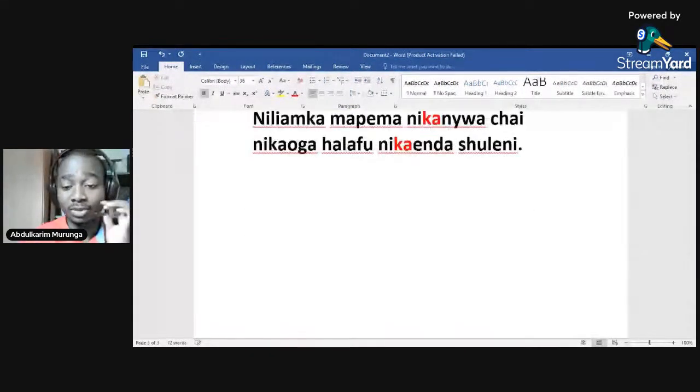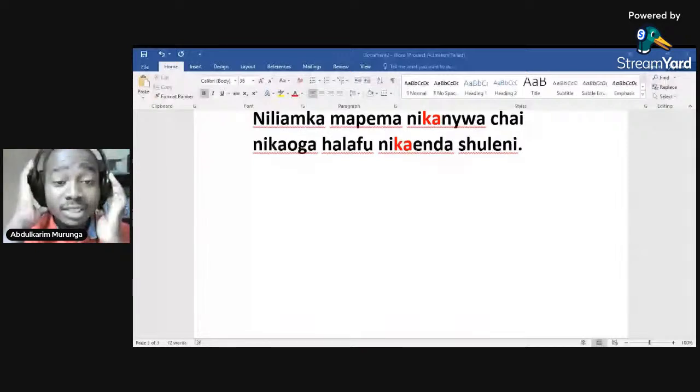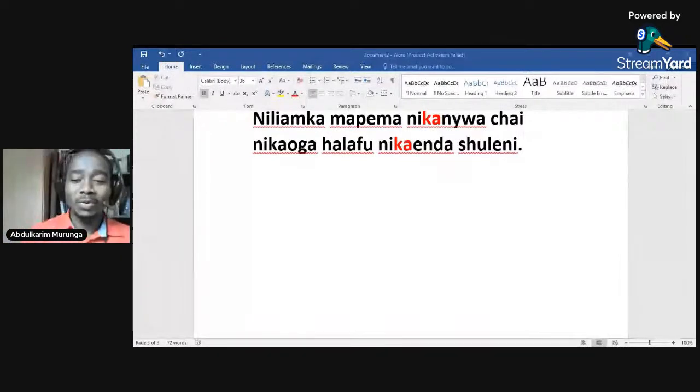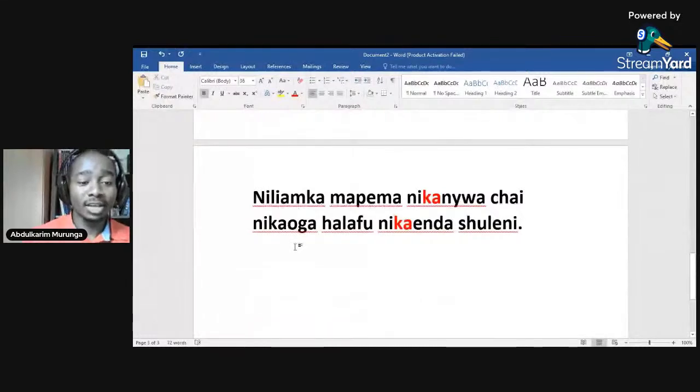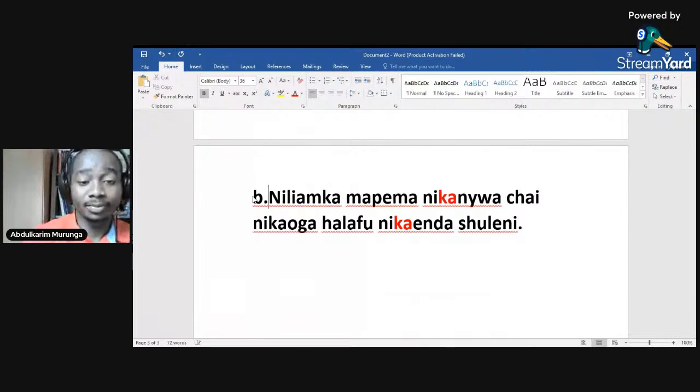Let me see more examples here. Asante. Karibu. So that was for the past tense. I don't know why I'm confusing the present and past tense. Poleni sana. Sijui ni kuchoka au nini. Let's have a last example for this one. 5A. 5A is B. Okay.